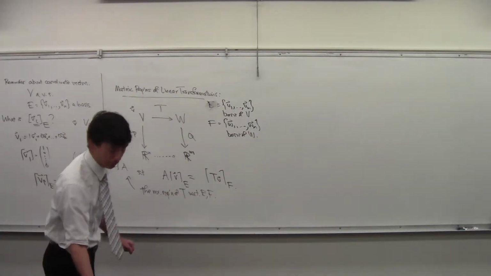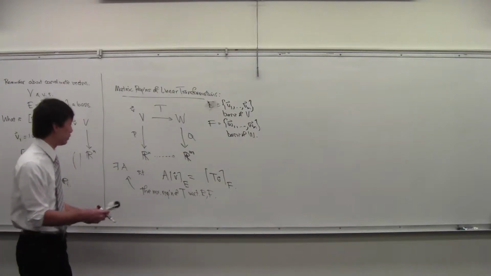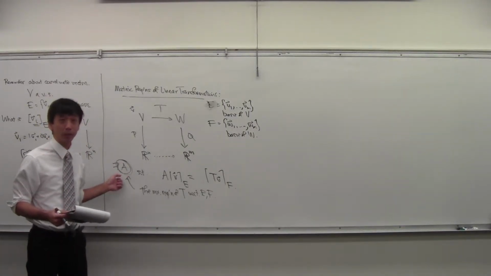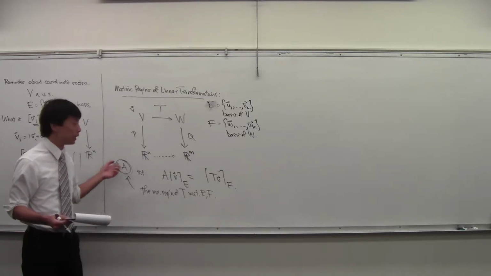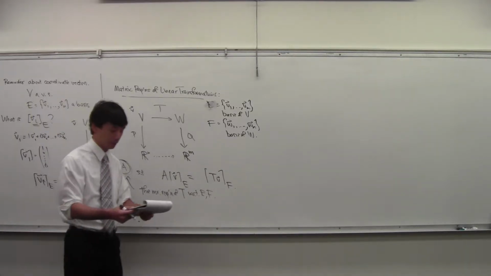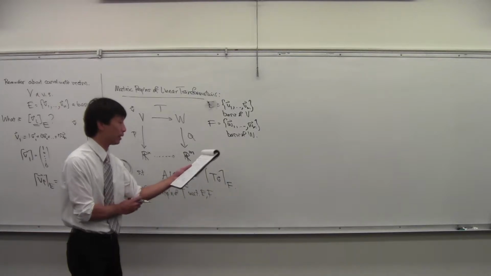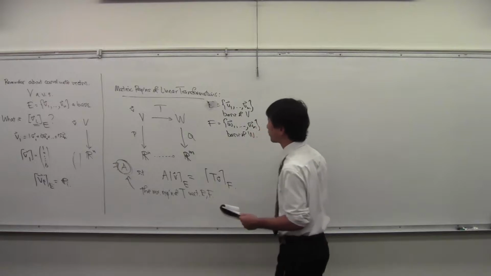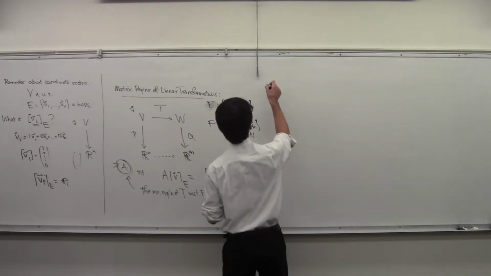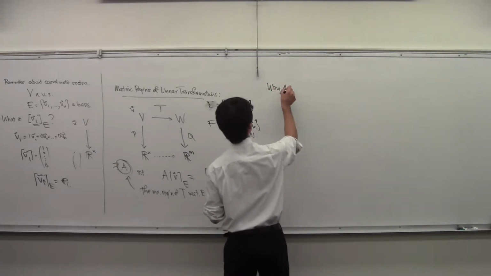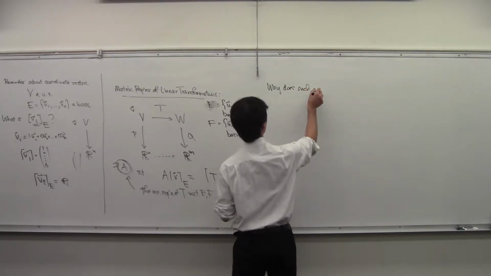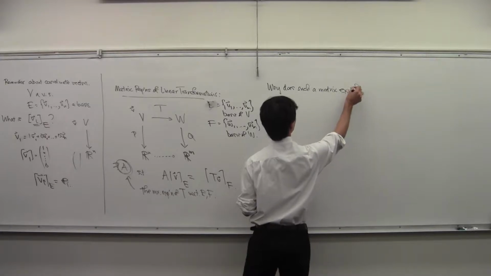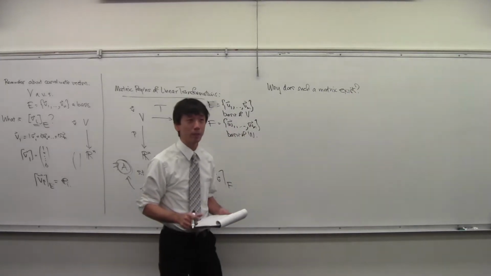Okay, right? And we hadn't shown how you get this matrix. We just said that such a matrix is going to exist. Okay. So why does such a matrix exist?